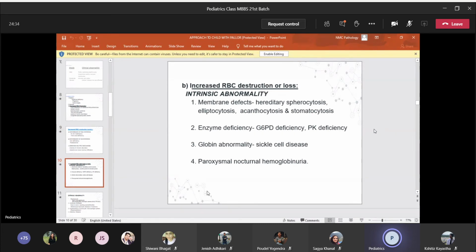If there is increased RBC destruction or increased loss of RBC, then also it can cause anemia. We can divide it into intrinsic and extrinsic causes. Intrinsic causes means if there is a defect in the RBC membrane, then there is anemia. The causes are hereditary spherocytosis, elliptocytosis, acanthocytosis. If there is a deficiency in enzymes like G6PD deficiency, pyruvate kinase deficiency, or if there is a globin defect, then sickle cell anemia or PNH, these all can cause anemia.